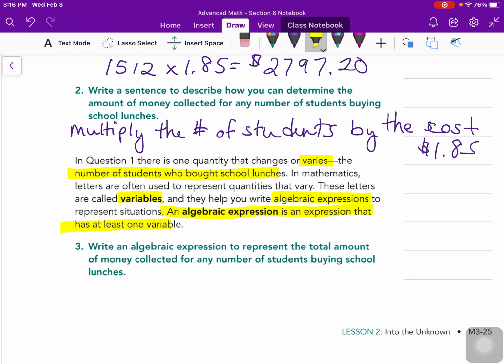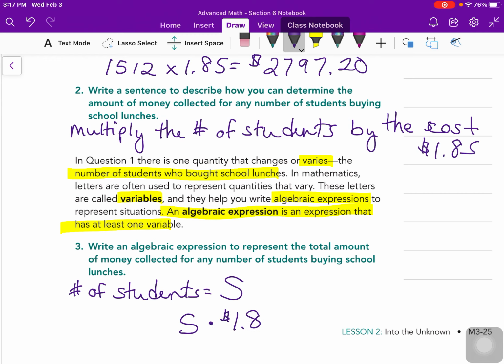So write an algebraic expression to represent the total amount of money collected for any number of students buying school lunches. What's the thing that changes all the time? The number of students, and so the number of students is our variable, and we're going to represent that with an S. So to write my algebraic expression, if I know how many students are having lunch, all I have to do is take that times $1.85. This is what we call an algebraic expression.